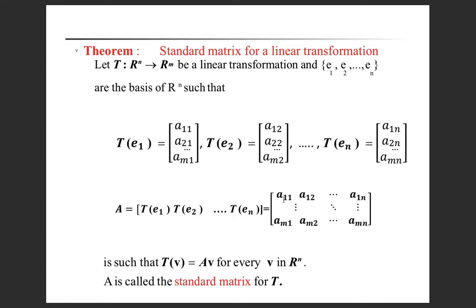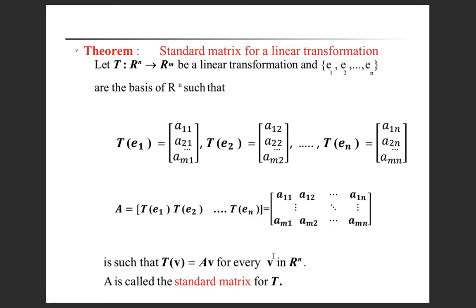and if we substitute the values of TE1, TE2, ..., TEn, we will get A11, A21, ..., Am1 in the first column. In the second column, A12, A22, ..., Am2, and in the last column, A1n, A2n, ..., Amn. Thus, we have a matrix of order m by n. And it is such that TV is equal to AV for V belonging to Rn.